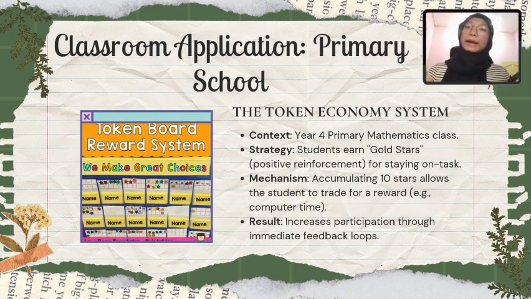Now, how do we apply behaviorism in a Malaysian classroom? Let us consider a Year 4 mathematics class following the KSSR curriculum in a Malaysian primary school. Primary students often struggle with staying focused during repetitive tasks, such as memorizing multiplication tables. To encourage good habits, a Malaysian teacher can implement a token economy system, which is a classic operant conditioning strategy. So here is how it works in practice.